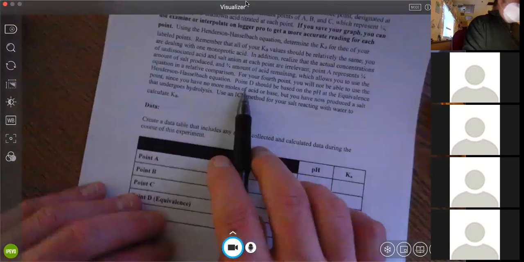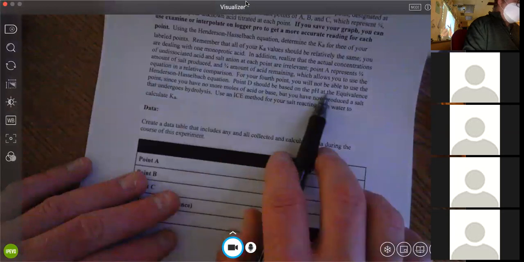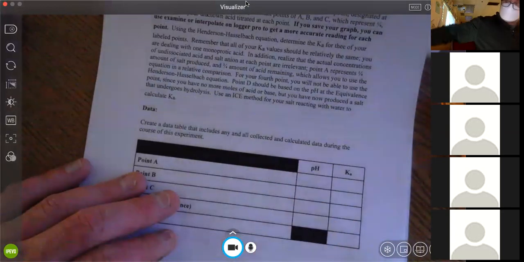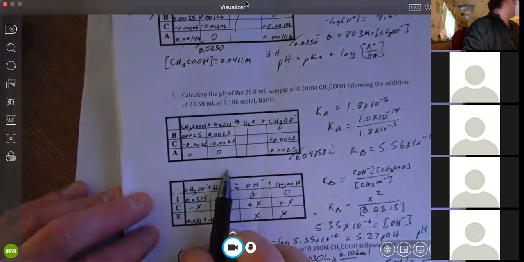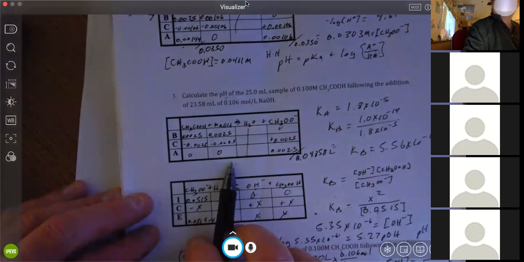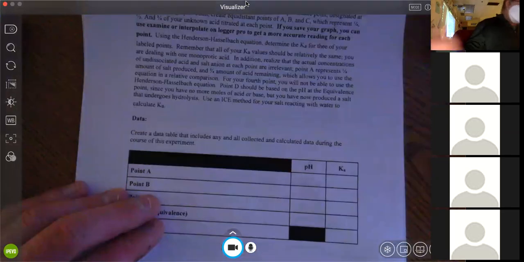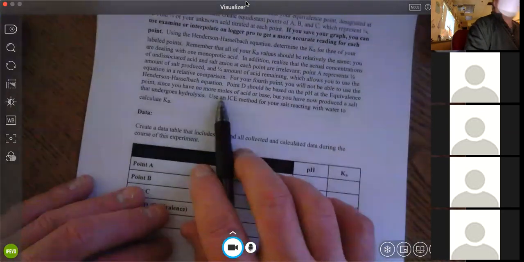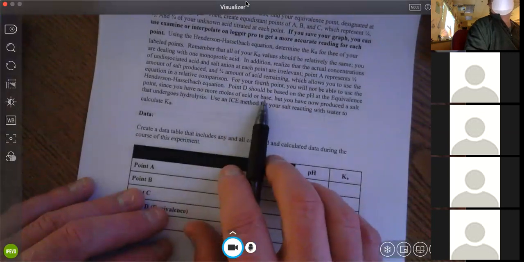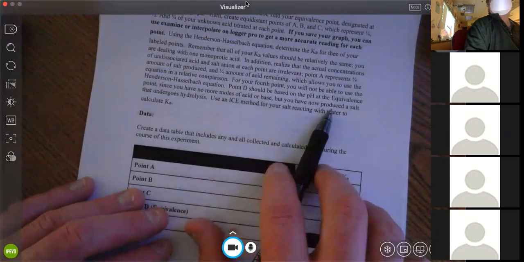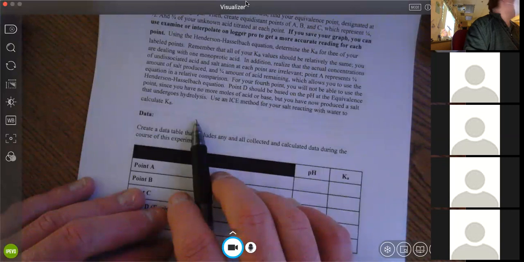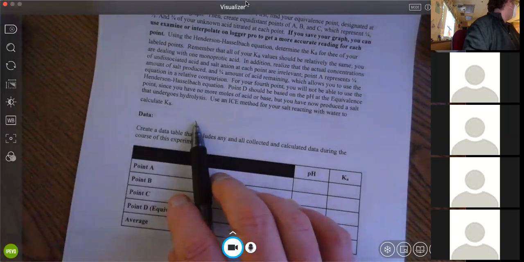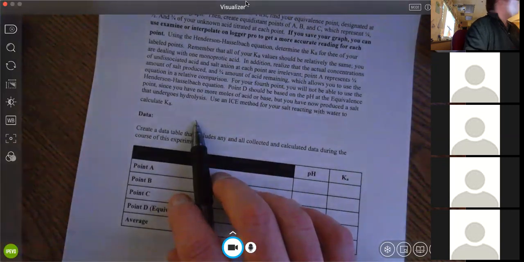But that's the idea. For point D, it should be based on the pH at the equivalence point. That is basically this right here. That's this problem right here for that weak acid. And basically you will find, since you have no more moles of the acid or base, you'll have to do the salt hydrolysis, which is that ice table, to go back and say, okay, how much of this changed?